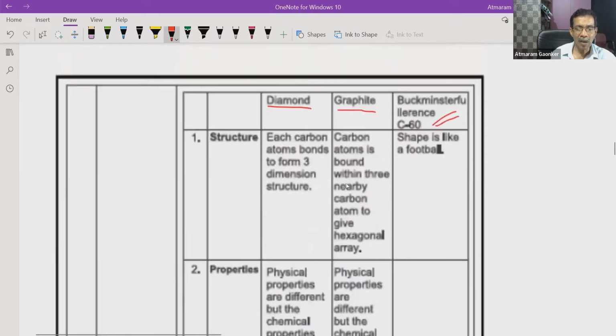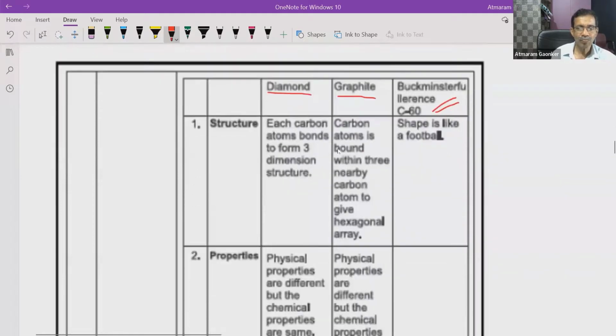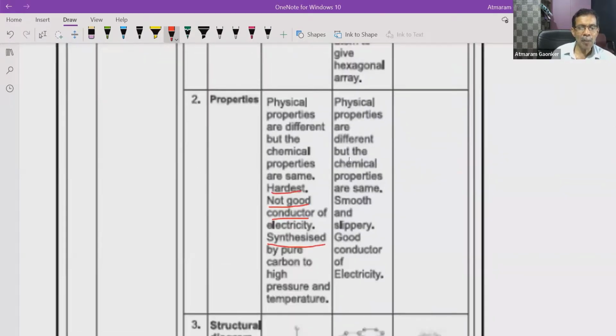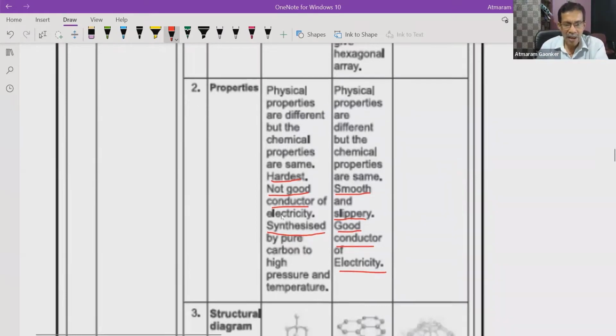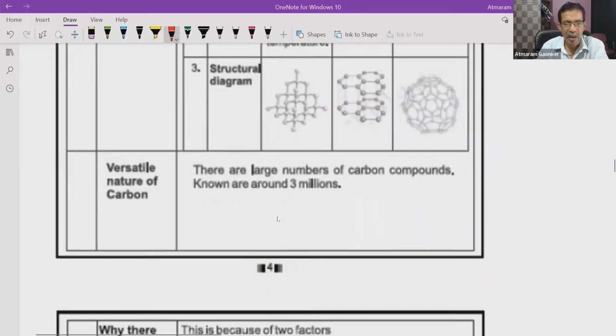Regarding the properties of graphite, physical properties are different, but again they have the same chemical properties. They are smooth, slippery, and good conductors of electricity. Here diamond was not a good conductor of electricity, but graphite is a good conductor of electricity. So you should know these properties, and the structure we have already discussed.